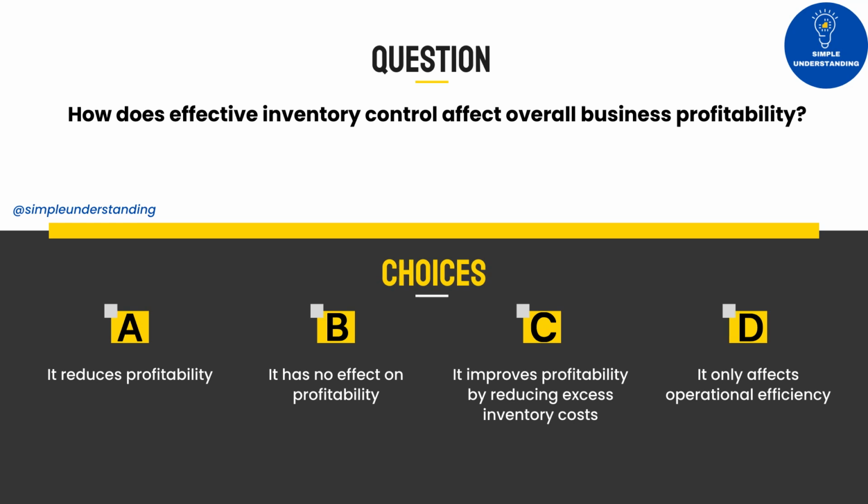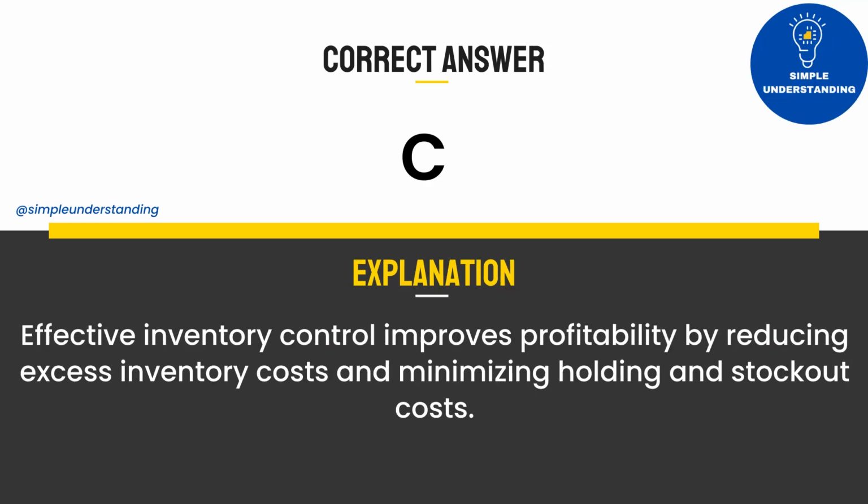A. It reduces profitability. B. It has no effect on profitability. C. It improves profitability by reducing excess inventory costs. D. It only affects operational efficiency. Correct answer: C. Overall explanation. Effective inventory control improves profitability by reducing excess inventory costs and minimizing holding and stockout costs.